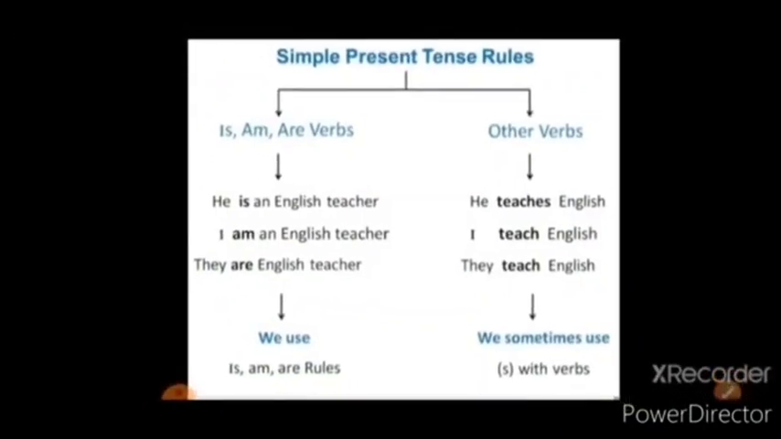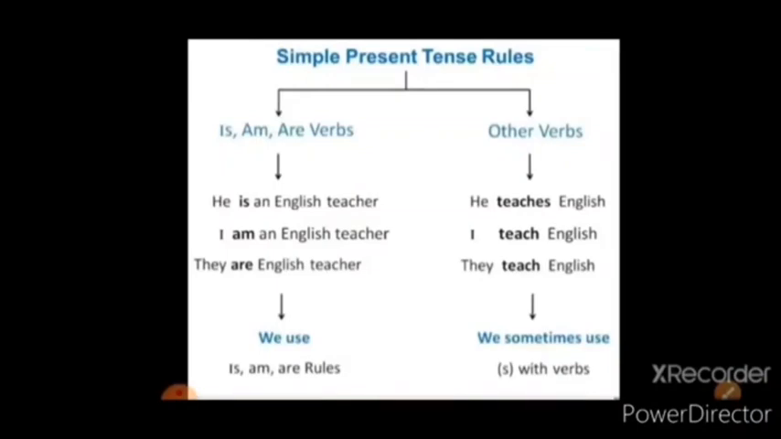Students, simple present tense rules. There are two forms of verbs, be form verbs and main verbs. You know be form verbs: am, is, are, or was, were. This is the present tense only now, so we take am, is, are. These are called be form verbs, and other verbs. Other verbs means nothing but the main verb. Come, eat, go, play, study, and read are known as main verbs.